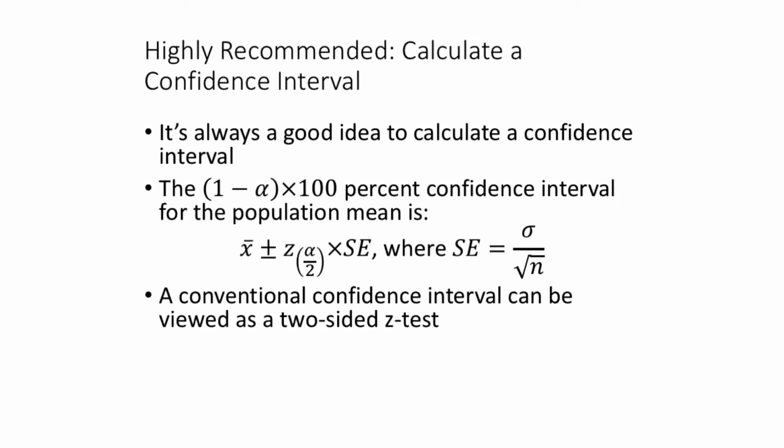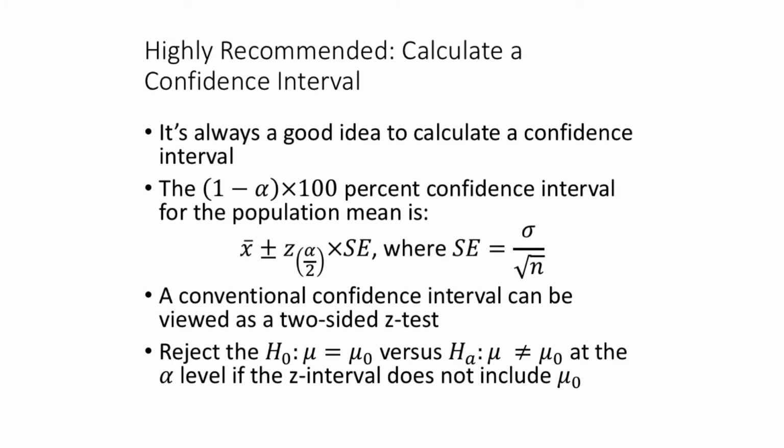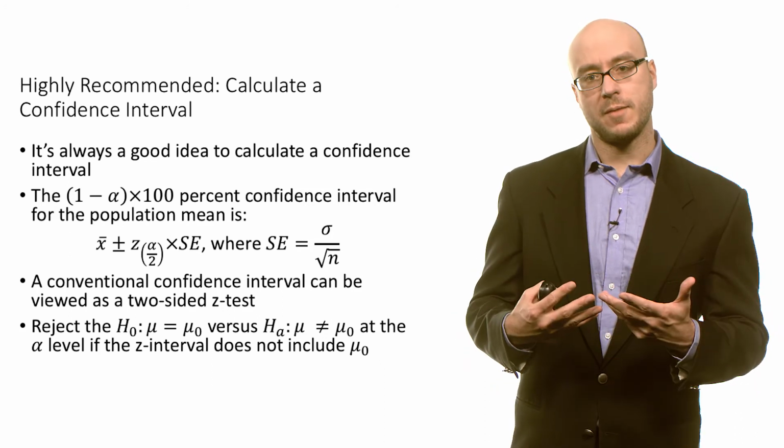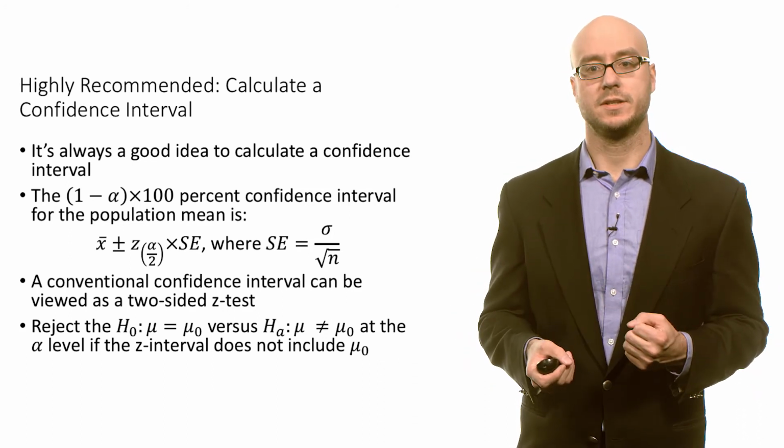What's interesting about this is that this conventional confidence interval can be viewed as a two-sided z-test, with the idea that you can reject the null that the population mean equals the claimed value, versus the alternative that the population mean does not equal the claimed value, at that particular level of alpha if that confidence interval doesn't include that claimed value of the population mean. And this reflects the fact that the framework of hypothesis testing is really about consistency, right?